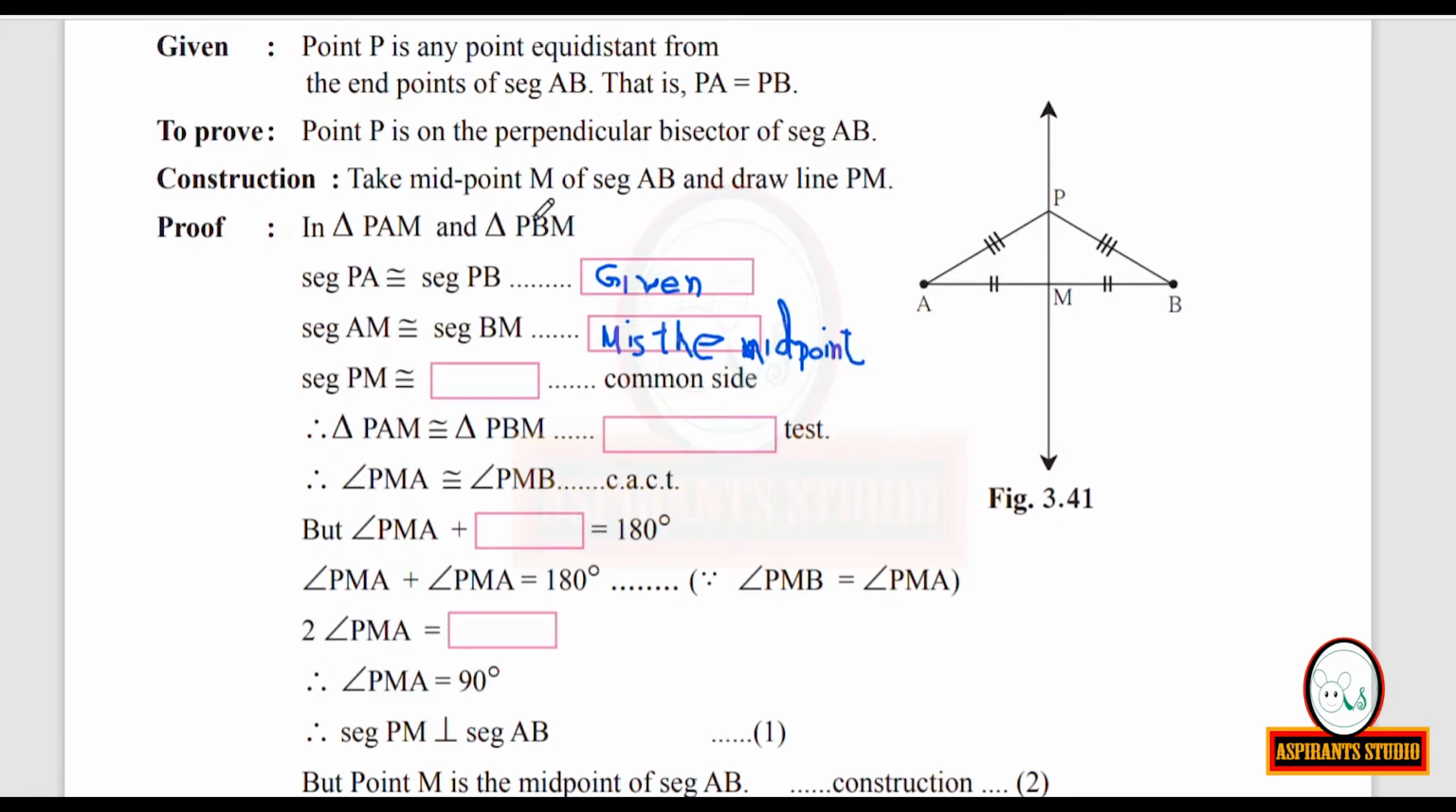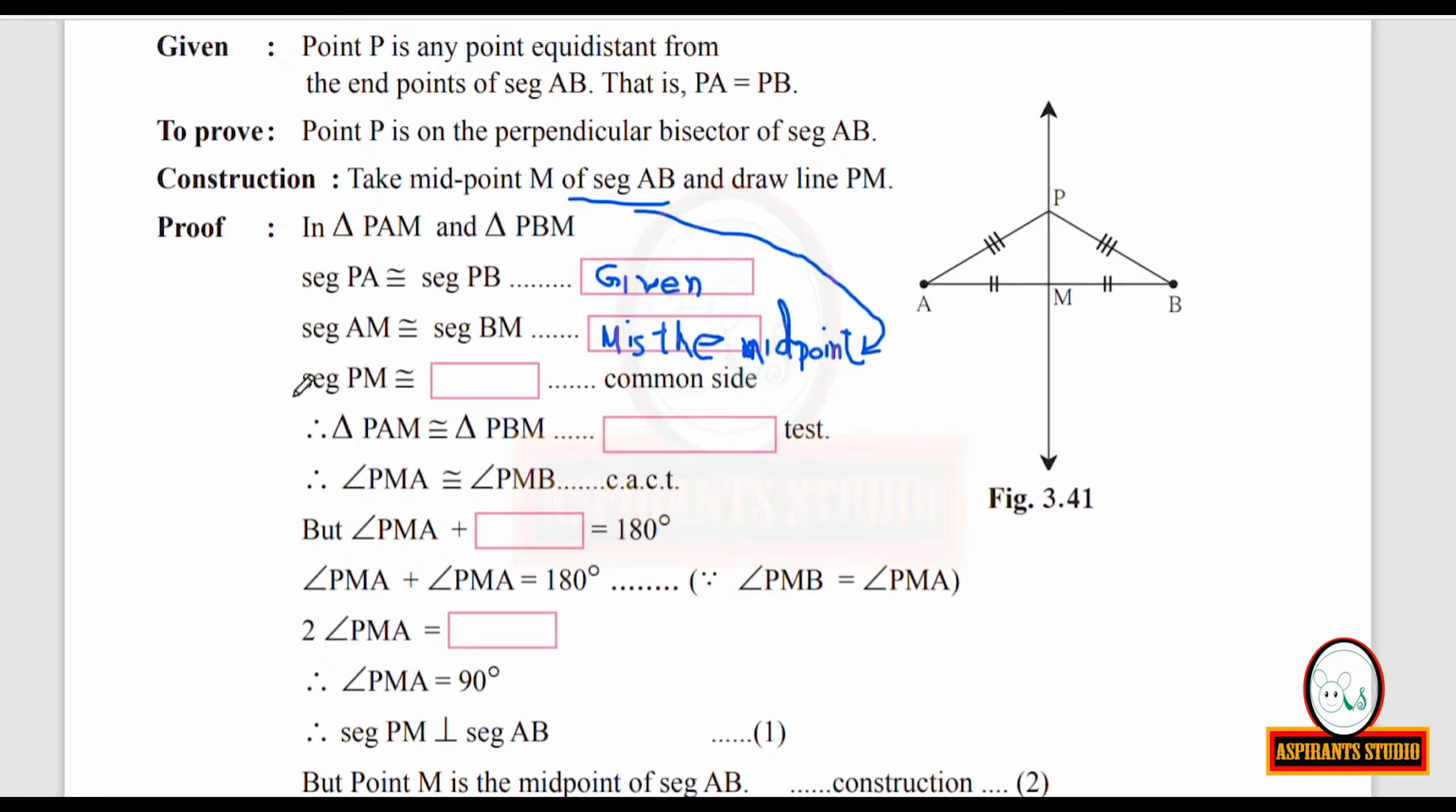M is the midpoint of segment AB, right here. The reason is M is the midpoint of segment AB. You write here M is the midpoint of segment AB.